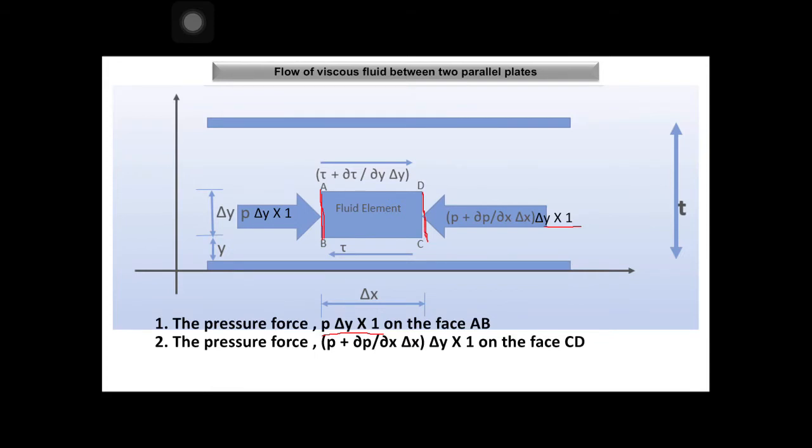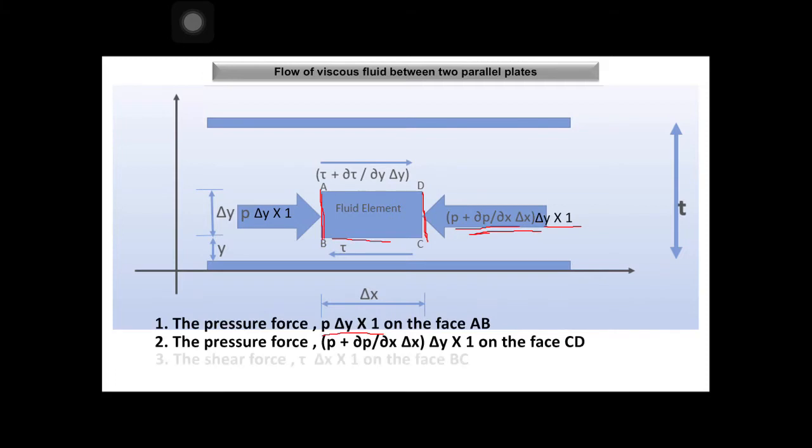This variation in the pressure is because of the length of the fluid element, or you can say because of the cross section of the fluid element. So the pressure from one end to another end will vary by this amount. These are the equations we can derive from the Taylor series.